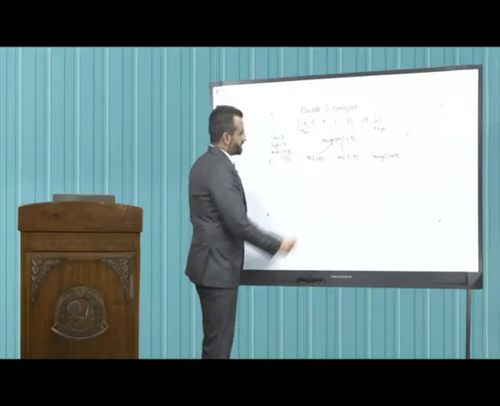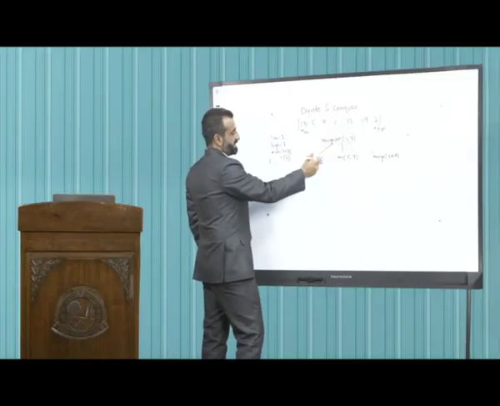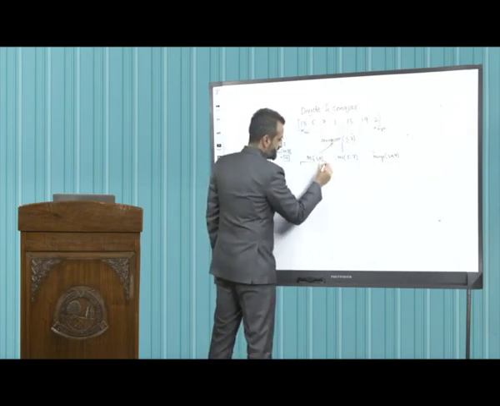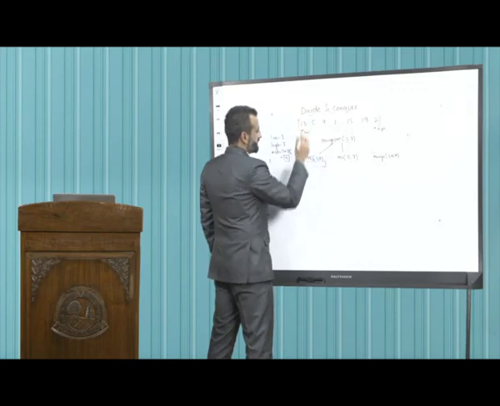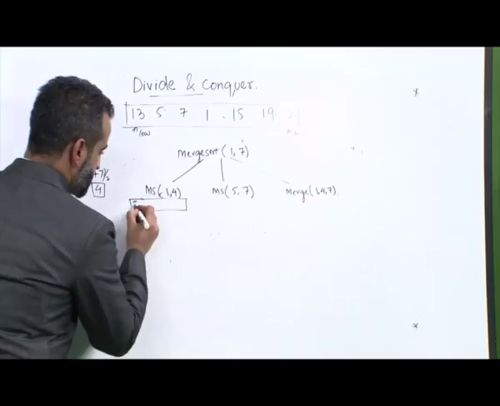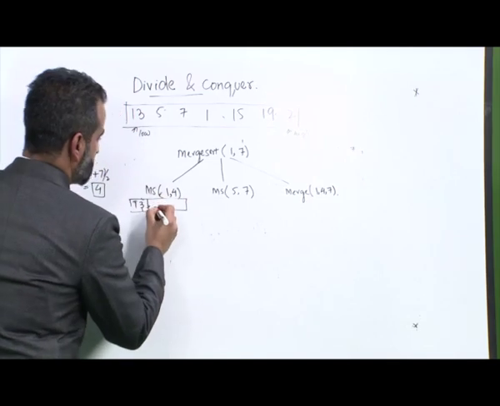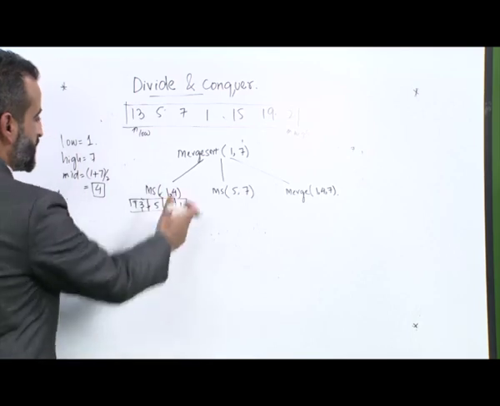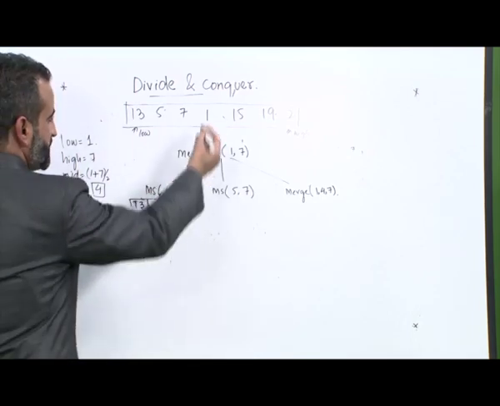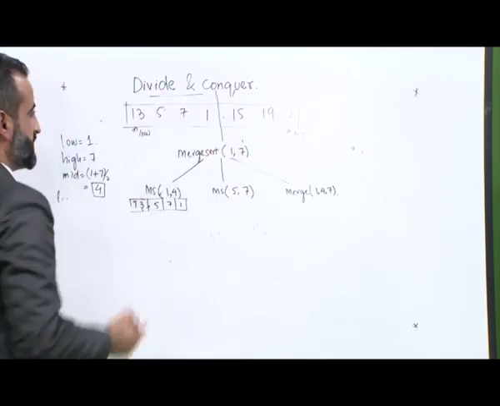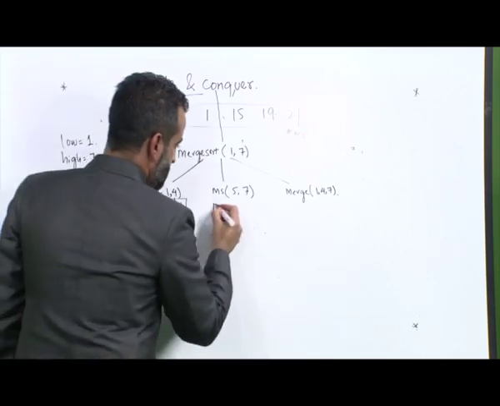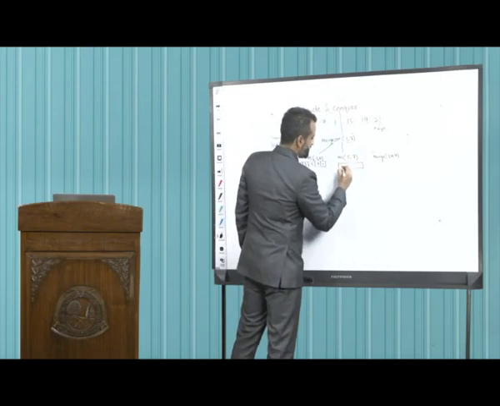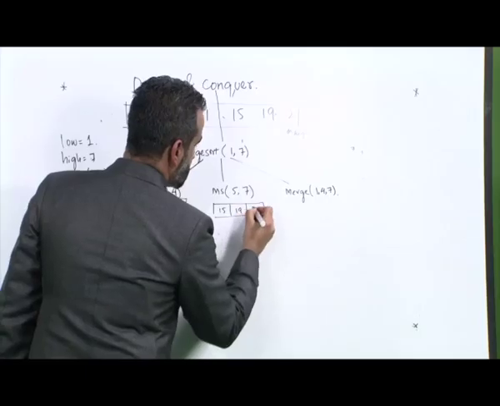Now obviously what we can see in this case is that the actual array has been divided into two parts. What are the various elements? 1 to 4. I have a 1 here, it's a 13, it's a 5, it's a 7, and it's a 1. It's because of this merge sort call that it's been divided into two halves. Here you can vertically show the division. This is the left half and the right half. The second half in this case is my 15, my 19, and my 2.